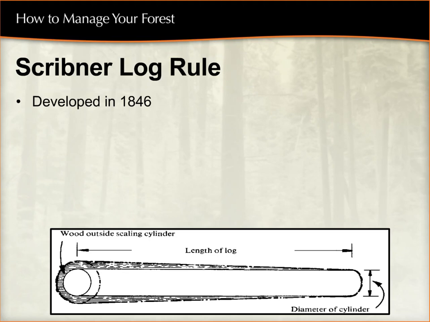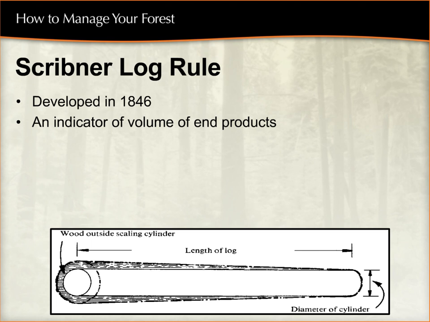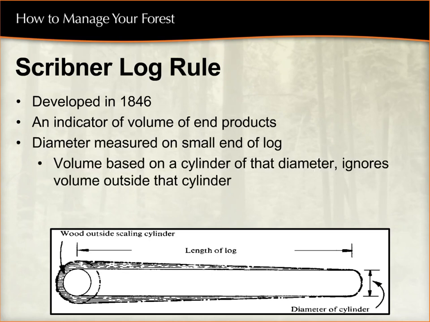Scribner log rule is used by measuring the small diameter of each log and the length of those logs. Since it's based on the small diameter of a log, the Scribner log rule ignores all of the wood outside the scaling cylinder. The unit of measure in the Scribner log rule is the board foot.